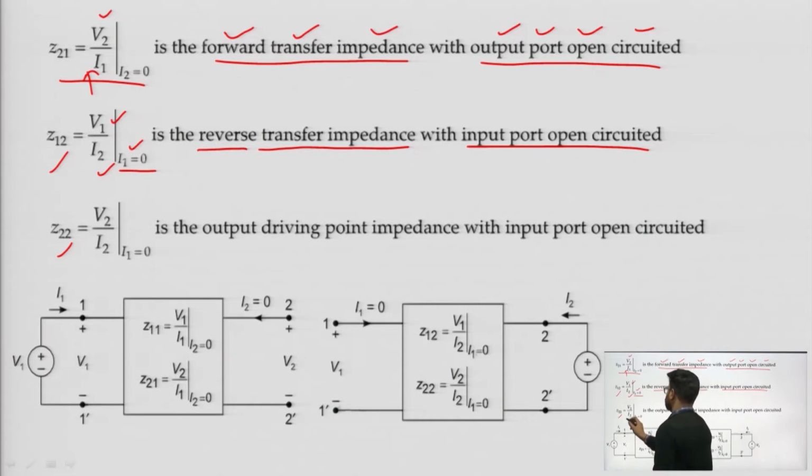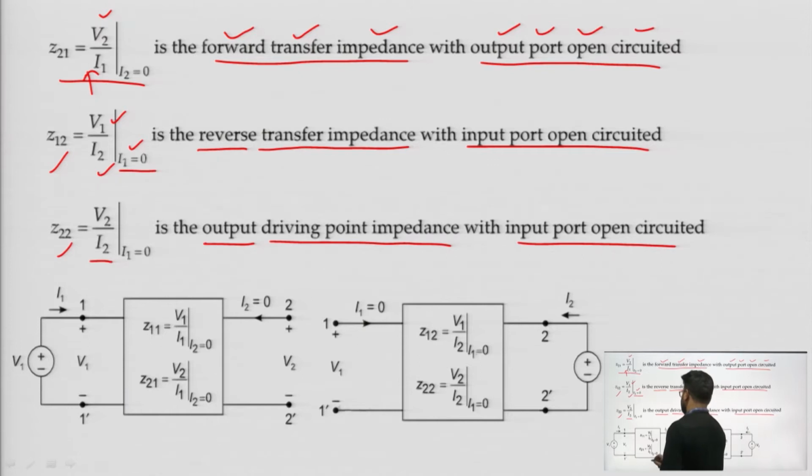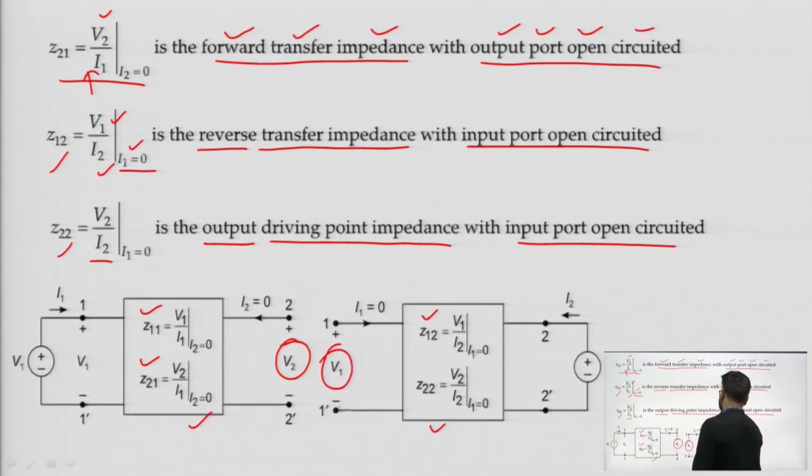So, Z22 is V2 by I2. It will be driving point because a single port 2 is associated and we are evaluating at output port. So, output driving point impedance with input port open circuited. So, these two are the equivalent diagrams in which by open circuiting the output port, we will obtain Z11 and Z21. By open circuiting the input port, we will obtain Z12 and Z22.